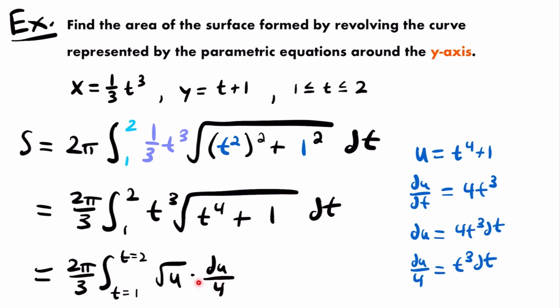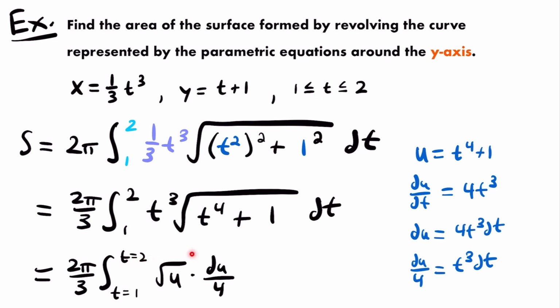All right, but this integral is not entirely in terms of u because our bounds of integration are still values of t, right? That's why I wrote t equals 1 and t equals 2, so that we don't forget that these bounds are values of t, not u, but we can change them to be values of u by plugging each of those values into what we set u equal to.